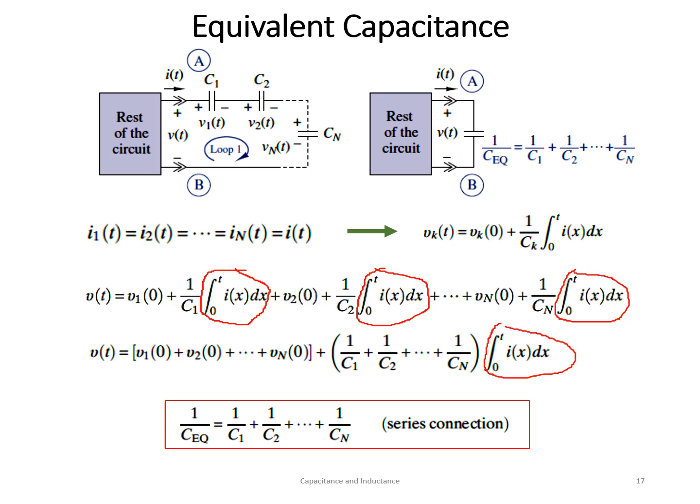And see what is inside: we have 1 over C1, 1 over C2, 1 over Cn, and this is the initially stored energy. If the initially stored energy is 0, then 1 over C equivalent is equal to 1 over C1 plus 1 over C2, and like that.